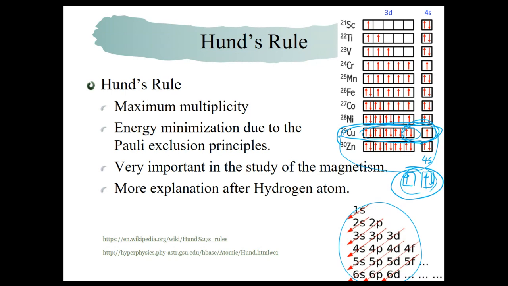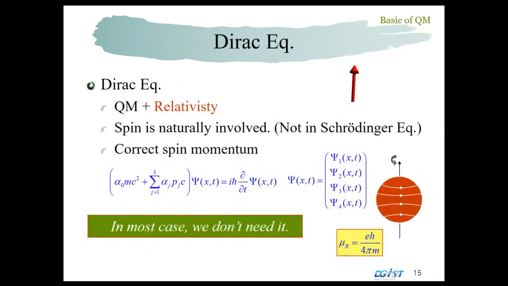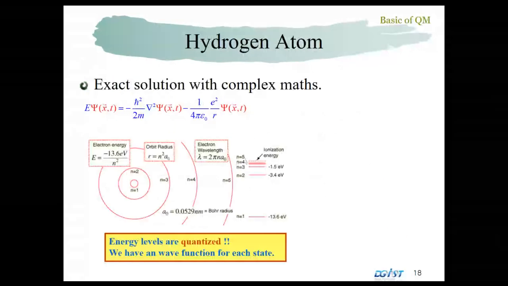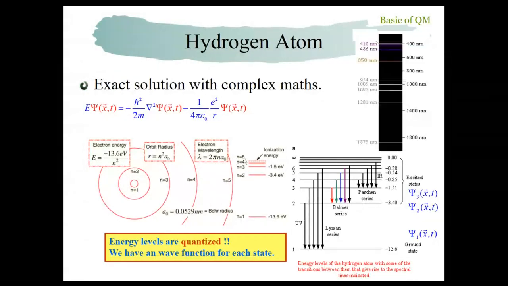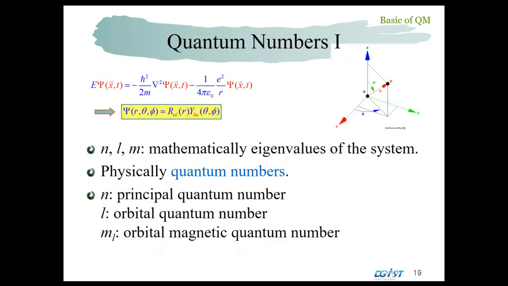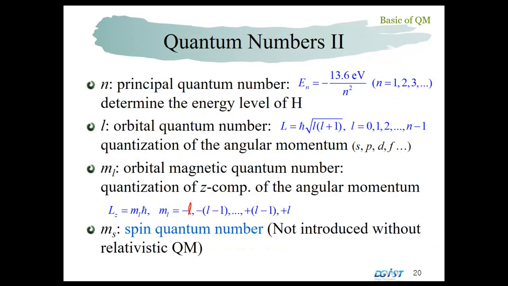Okay, those quantum numbers, they are all about the single electron case. If we have more electrons, it gets more and more complex. We have to consider many, many things. Okay?